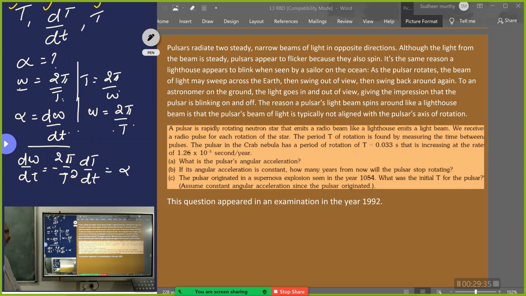Minus 5 or plus, sir? Minus 2 pi by T squared. Not that, but 1.26 x 10^-5. This is 1.26 x 10^-5 seconds per year. Why are you writing that? Because that is dT by dt. So you substitute those values here, and you will get alpha.